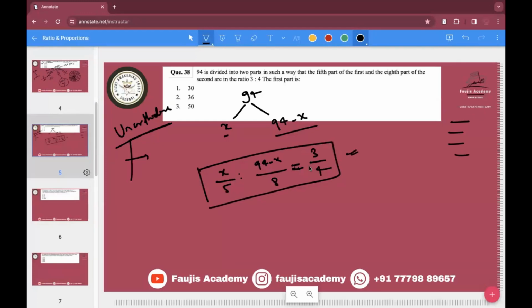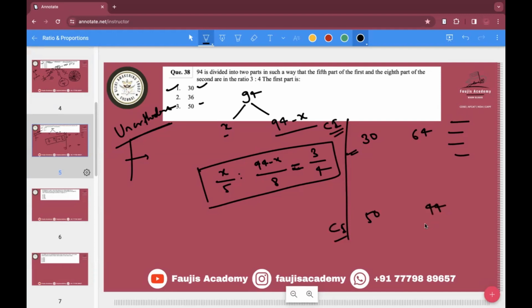But when you have to go by the options, what did I tell you? Keep aside the number which looks a little bit dicey, and start with the numbers which are easy for you to calculate. So what are those two numbers, 30 and 50? In one case, we'll assume one part is 30, so the other part is obviously 64. This is case one. The case two is that the first part is 50 and the other part is 44.